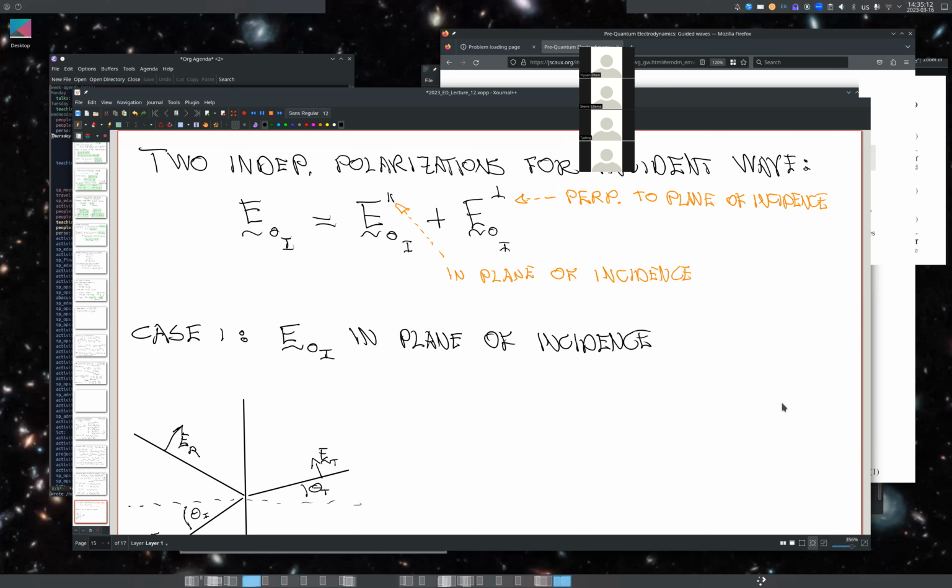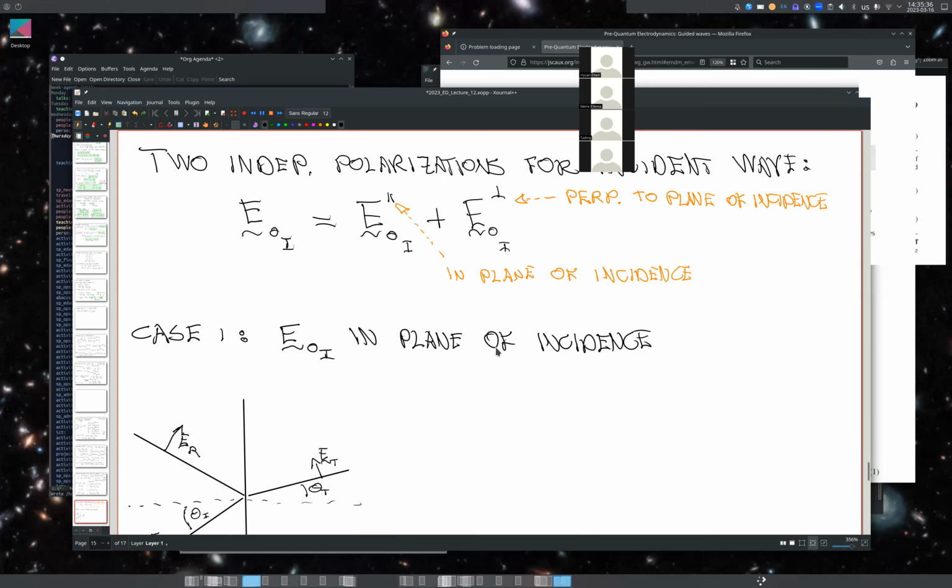Now you can see, if I've got my incident wave, then it has a polarization, but there is surely a difference between the electric field oscillating this way or this way. You see, there's going to be a different response. So we have to do these two calculations separately.